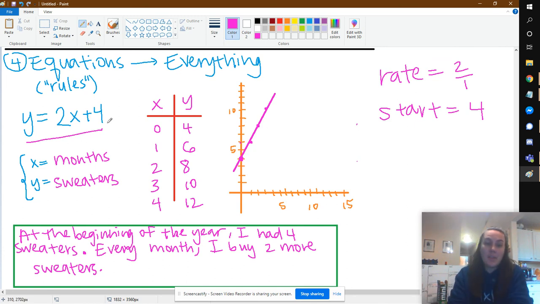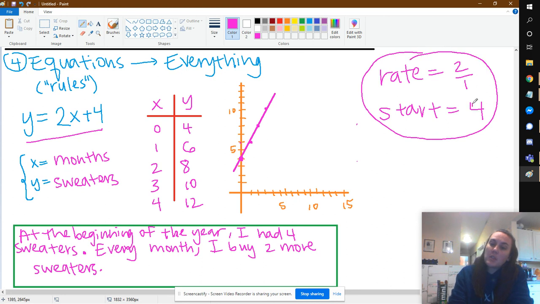Great. And that's, again, I looked at this to write my equation. I looked that I started with 4 of something, and then I added 2 more of that thing every one time period, right? And the reason I got this rate in the start was straight from what we were originally given.